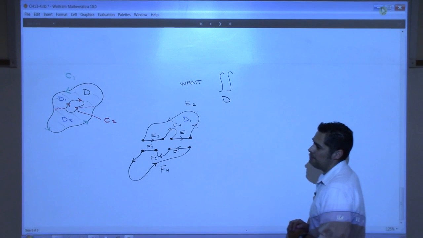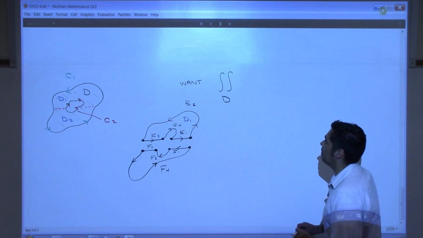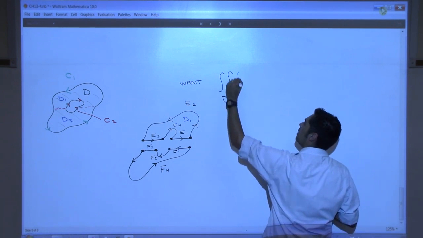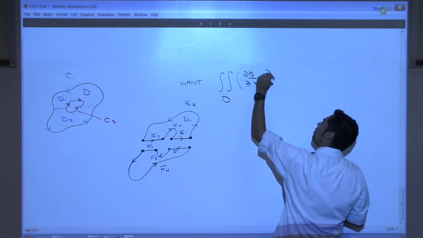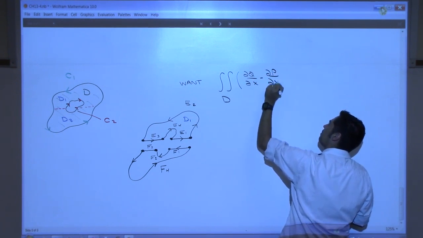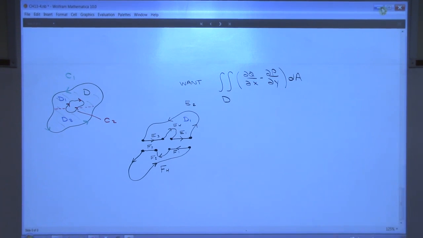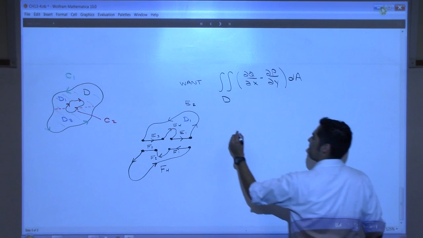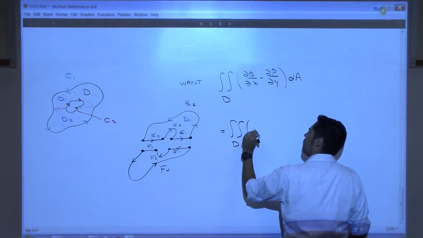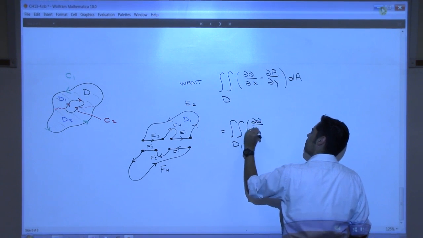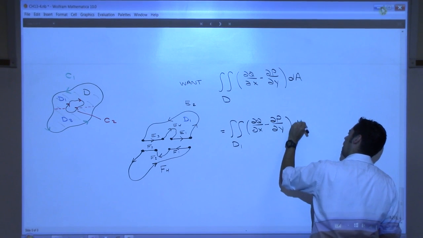What I'm interested in is the double integral. I'm going to use Green's theorem here. The double integral over D, partial Q with respect to x minus partial P with respect to y. That look familiar? Yes? That should be equal to the double integral over D1 of the partial Q with respect to x minus partial P with respect to y dA, what?